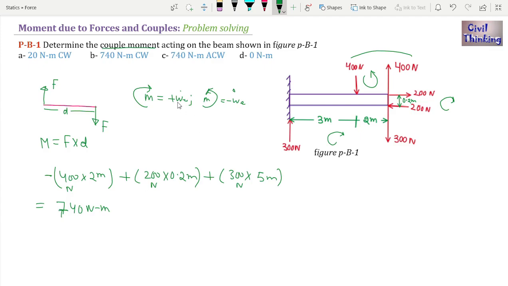Now the positive moment is what? It is clockwise, CW. So which one is the correct option? So here option B is the correct option because this is 740 Newton meter clockwise. Now here option C was 740 Newton meter anti-clockwise, but no, we get a positive value. Positive value means clockwise moment, so we don't choose this. The correct option is option B.